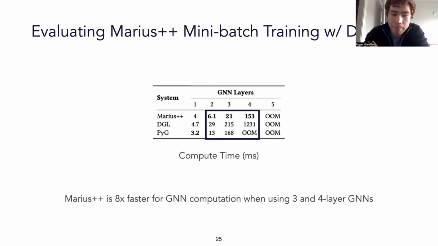At the same time, these smaller multi-hop neighborhoods, together with the use of optimized GPU kernels, allow Marius++ to perform the GNN mini-batch computation faster than existing systems. For 3 and 4 layer GNNs, Marius++ is 8x faster than DGL and PyTorch Geometric. And while all systems currently run out of GPU memory for 5-layer GNNs on the existing AWS GPUs, which only have 16 gigabytes of memory, these deeper GNNs may become more practical as GPU memory increases, with the top of the line GPUs currently supporting up to 80 gigabytes of memory.